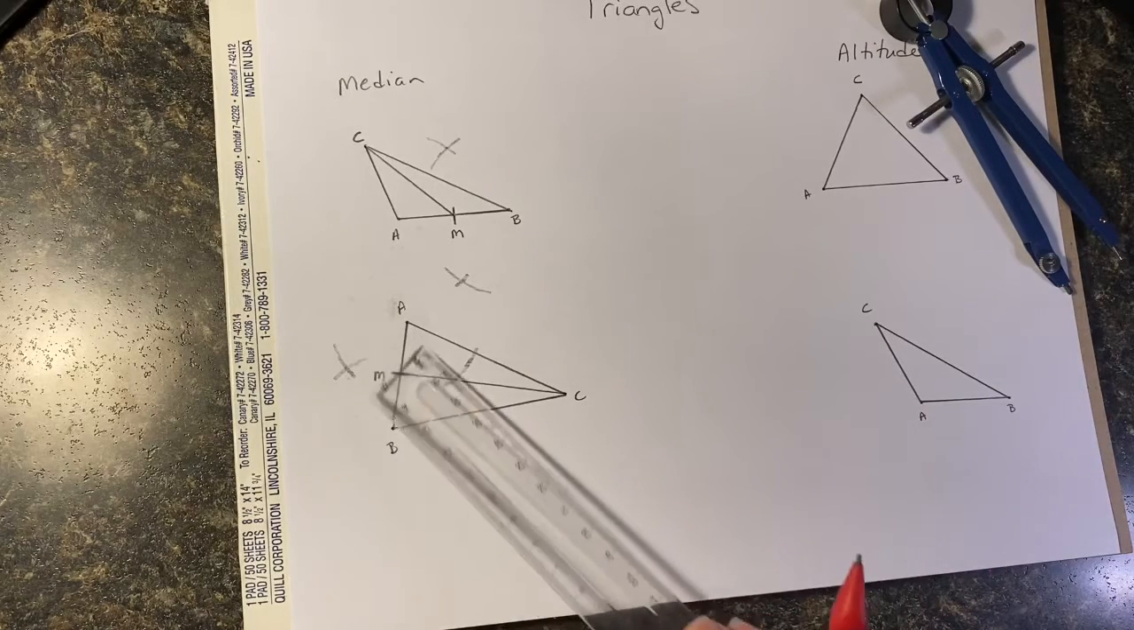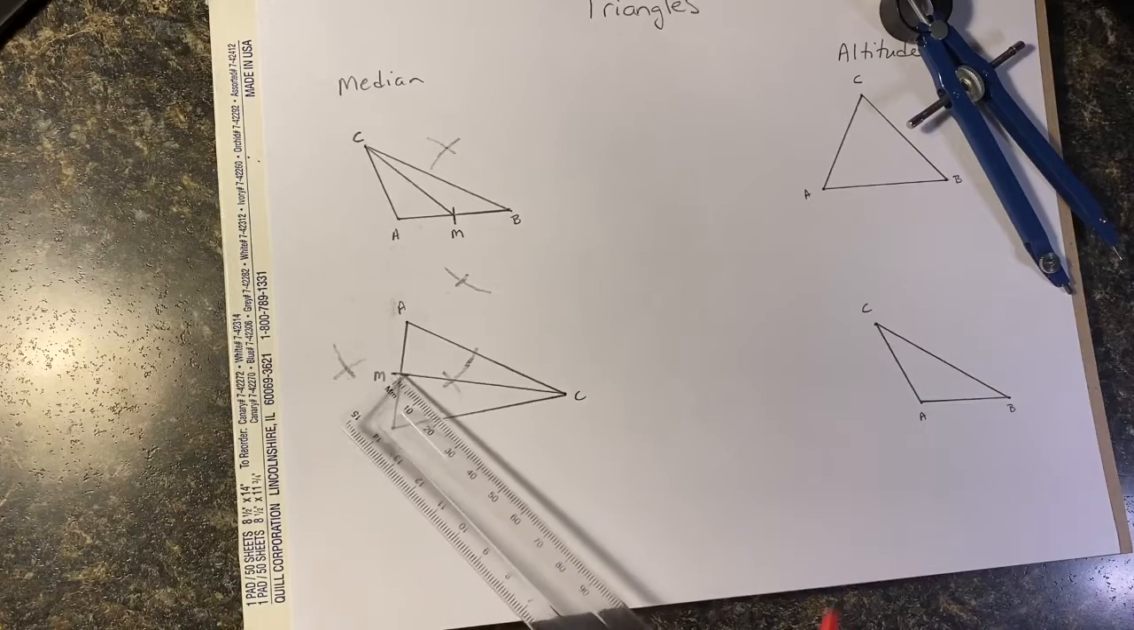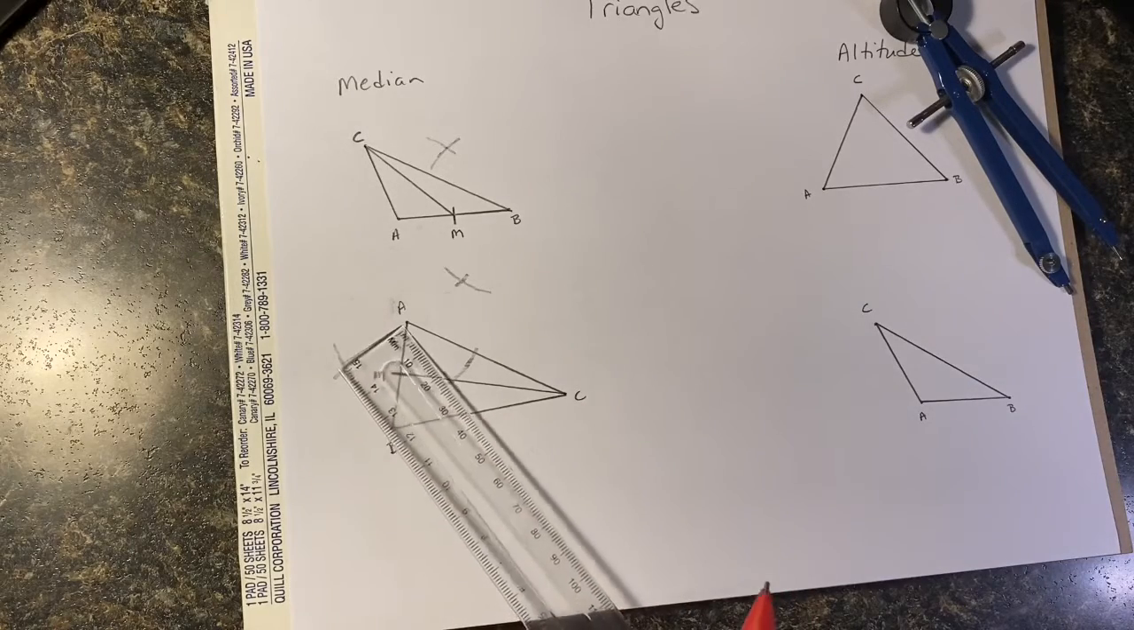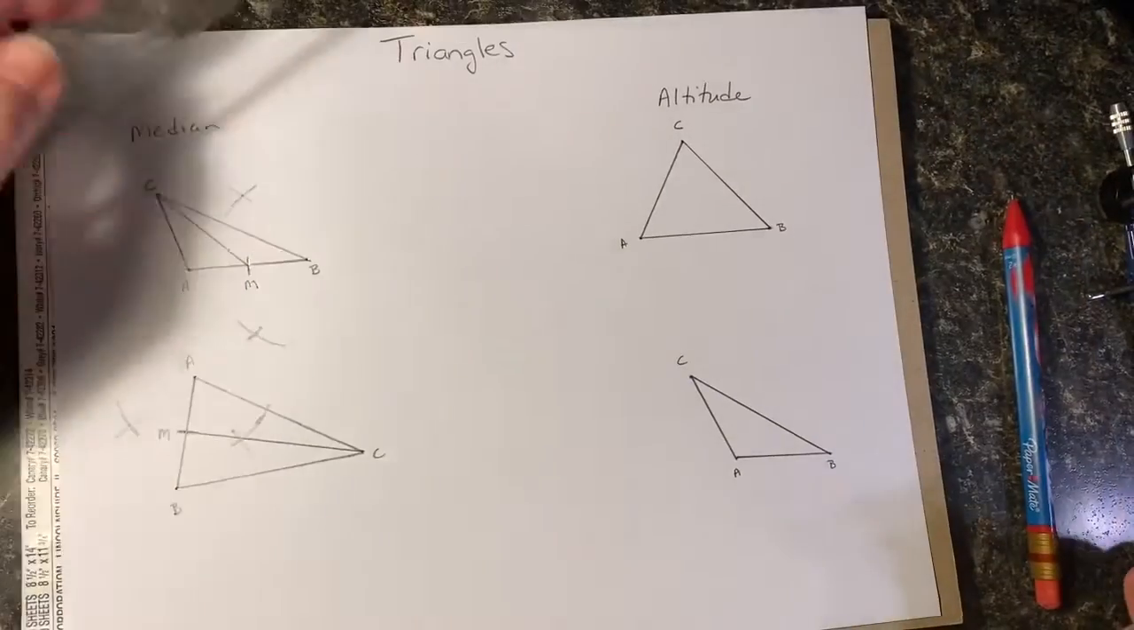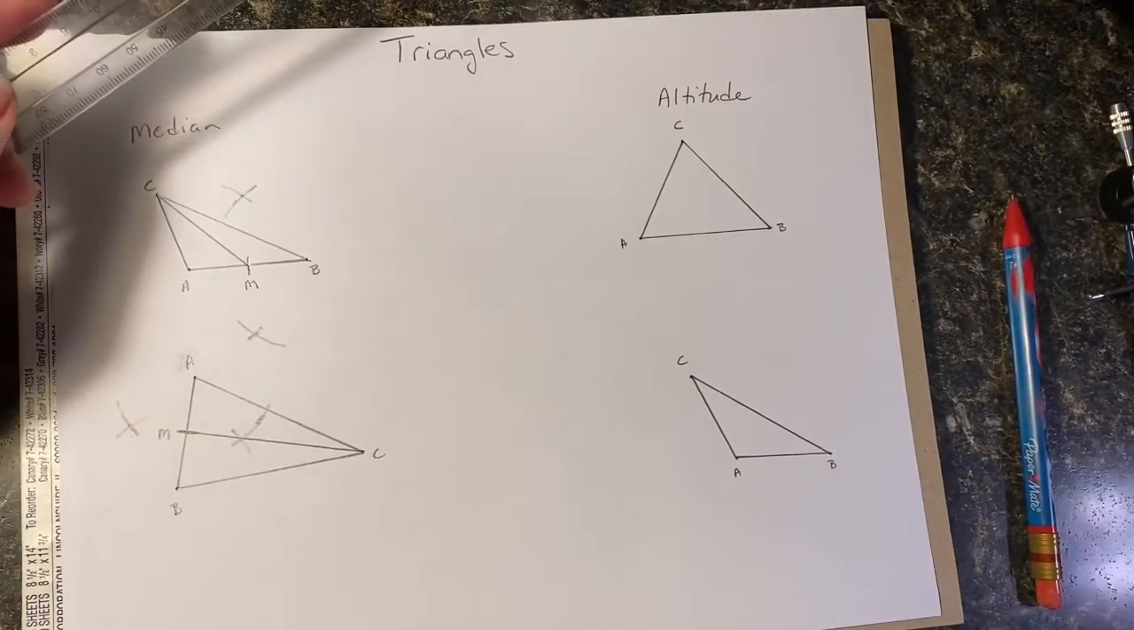But remember that each triangle has 3 medians, okay? There is a median from A to BC. There is a median from B to AC. It's just how it works, okay? And those are medians. Last but not least, we're going to look at altitudes, all right?